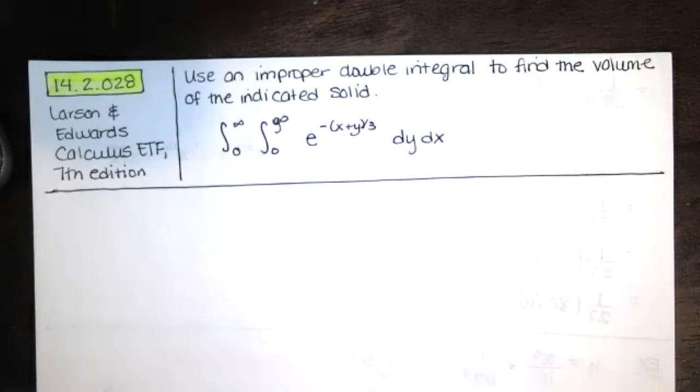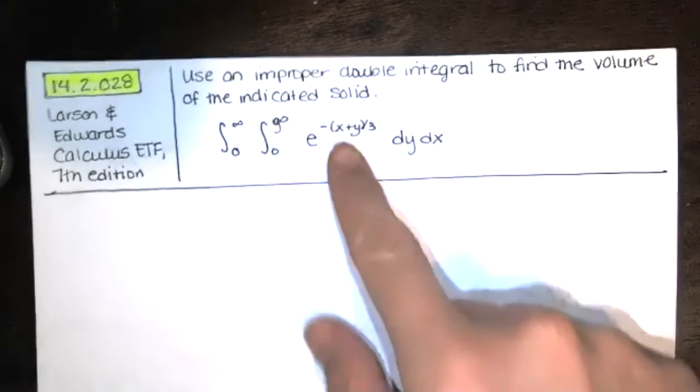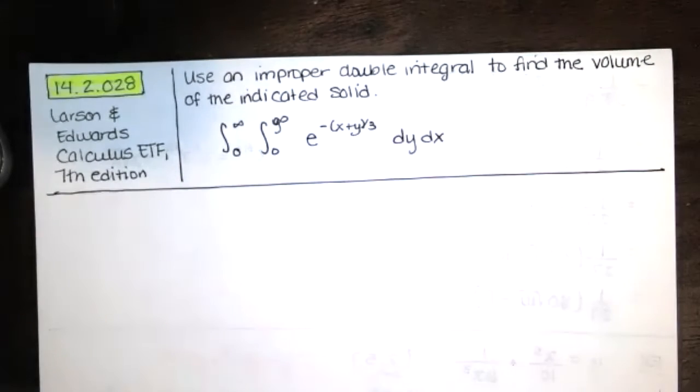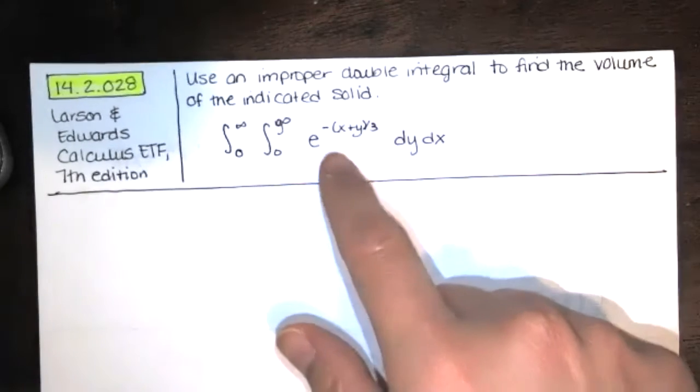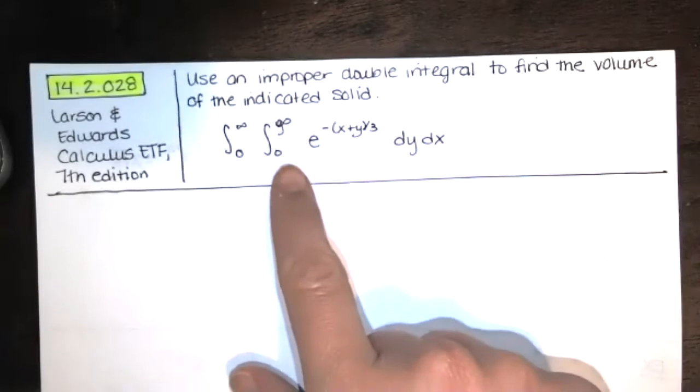In this video, we solve problem 14.2.028 from the Larson and Edwards Calculus Early Transcendental Functions text, 7th edition. We're asked to use an improper double integral to find the volume of the indicated solid, and it was in a picture for us, but they gave us z equal to this function, and they said that x and y both go to infinity.